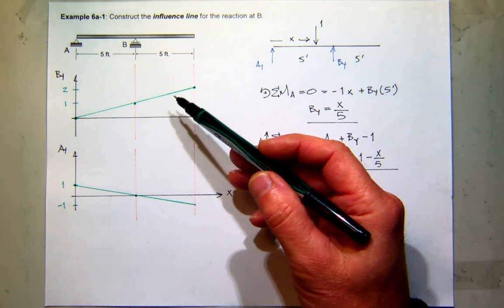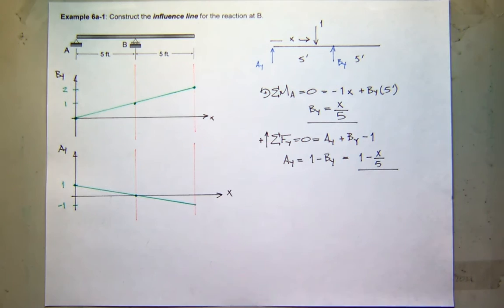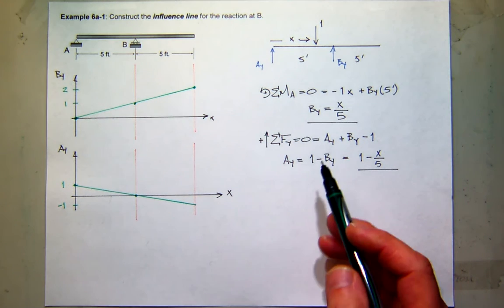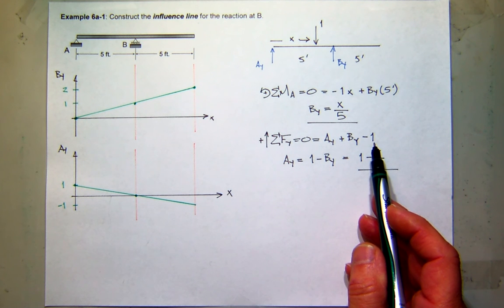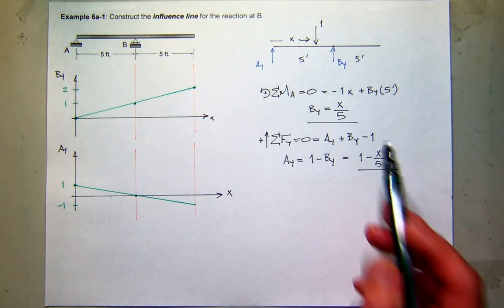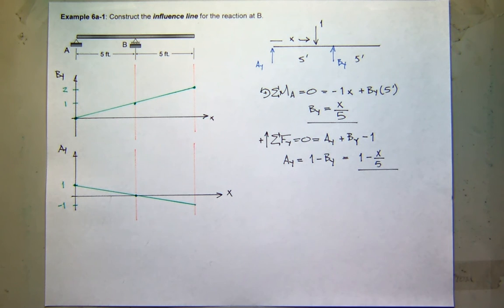What if you add these two together? What do you get at every point? 1. Shouldn't we? Yes. According to this, AY plus BY minus 1 should be 0. So if I add them together, I should get 1. Isn't that amazing?